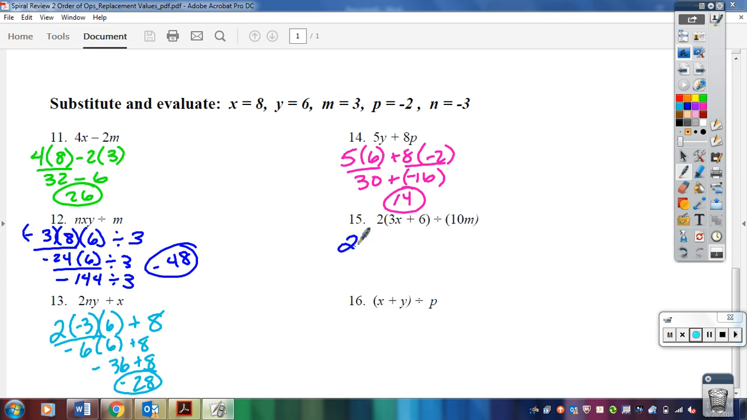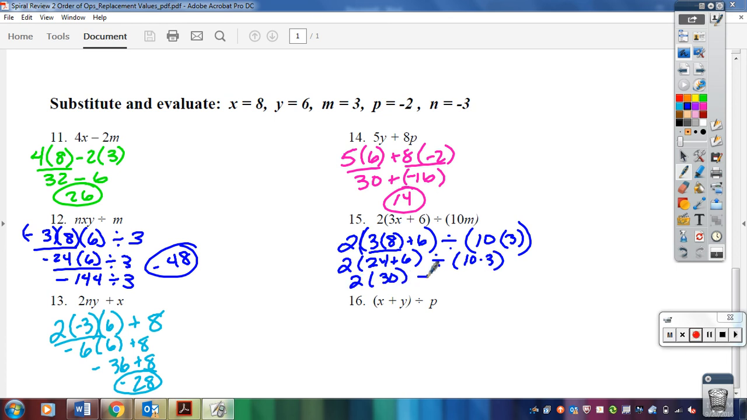Number 15, 2 times 3 times, well, x is 8 plus 6, all inside of parentheses, divided by, inside parentheses, 10 times n, which is 3. All right, we'll do this inside the parentheses first. 3 times 8 is 24 plus 6, divided by 10 times 3, which is 2 times 30, divided by 10 times 3. 10 times 3 is next. 2 times 30 divided by, this comes next, 30. That's 60 divided by 30, which is 2. 60 divided by 30 is 2.